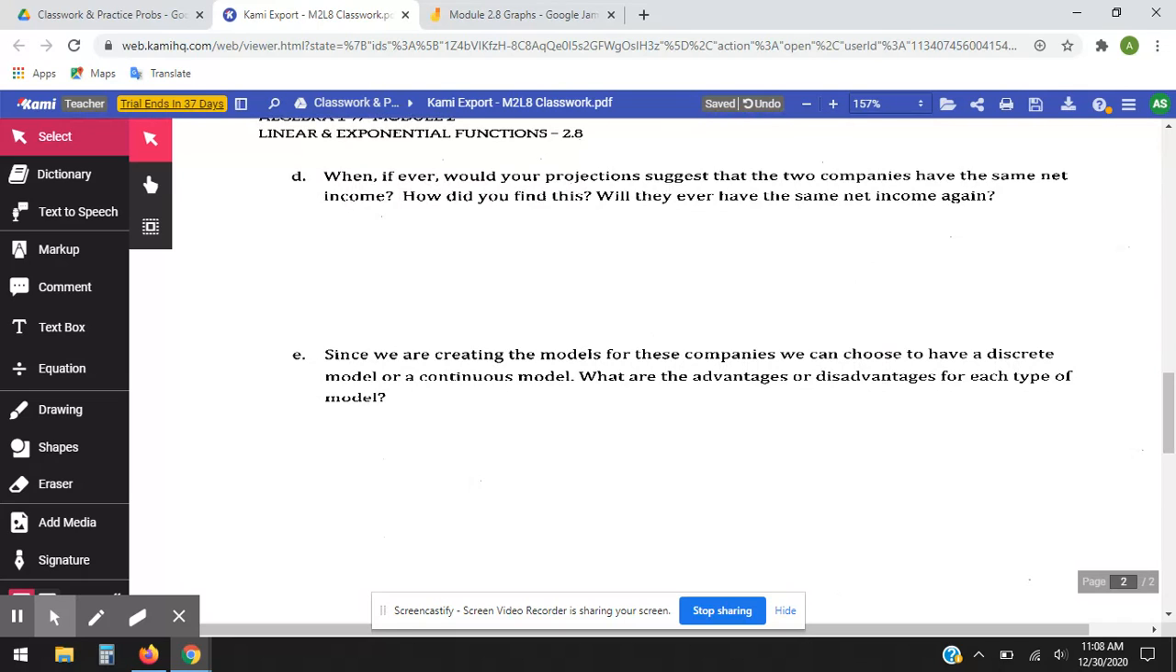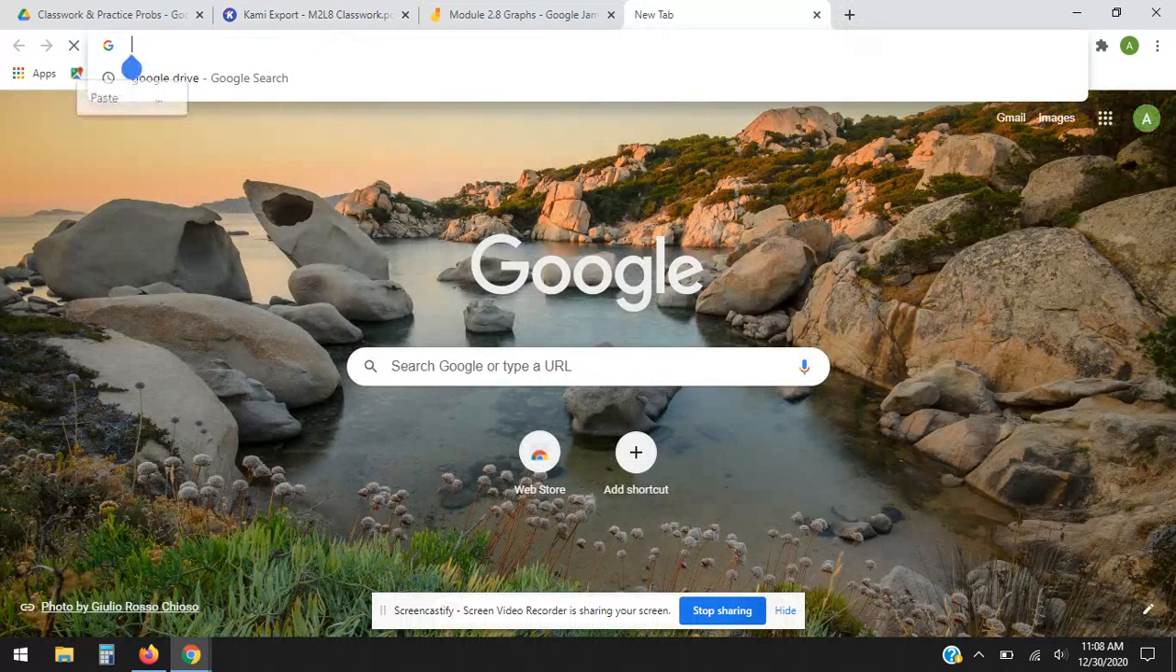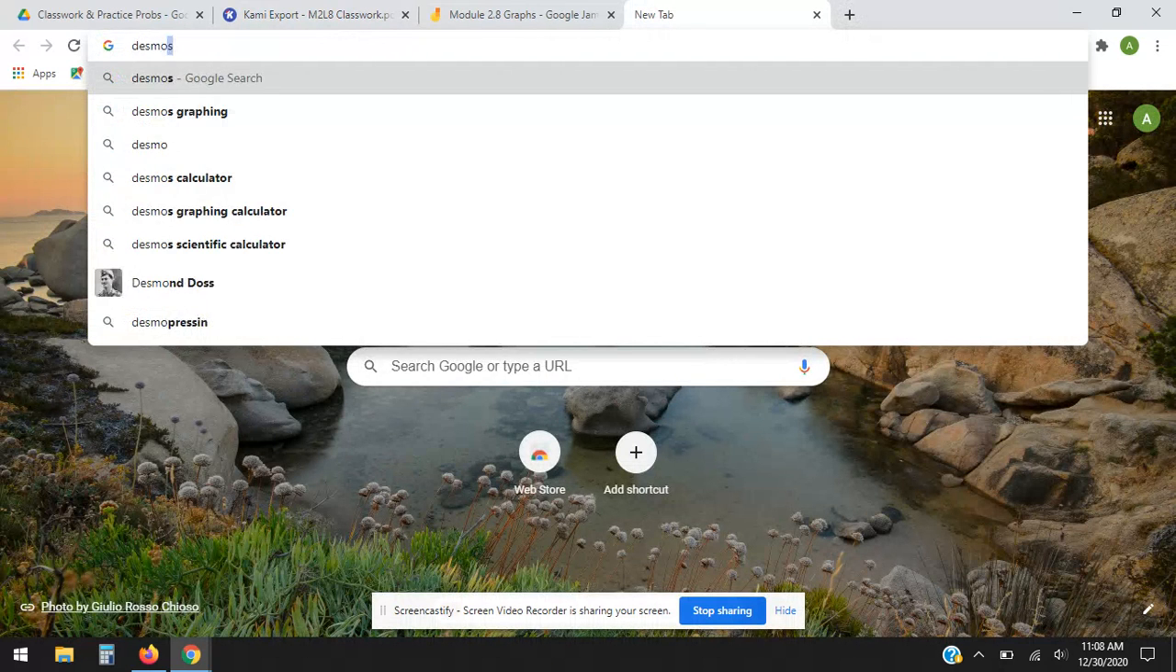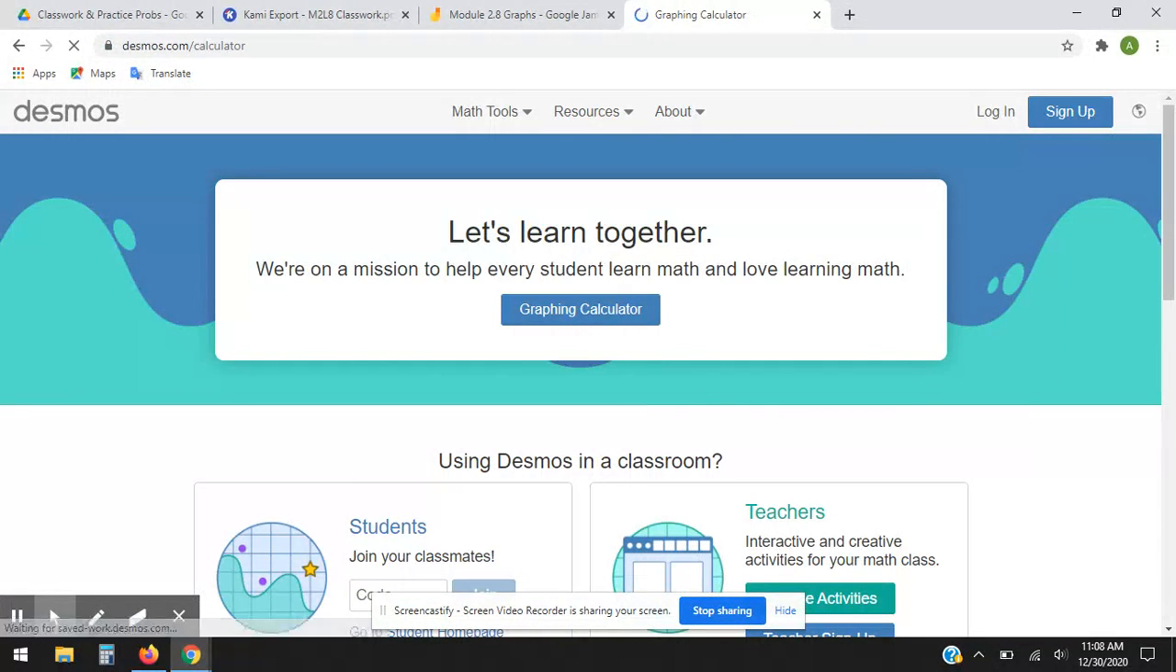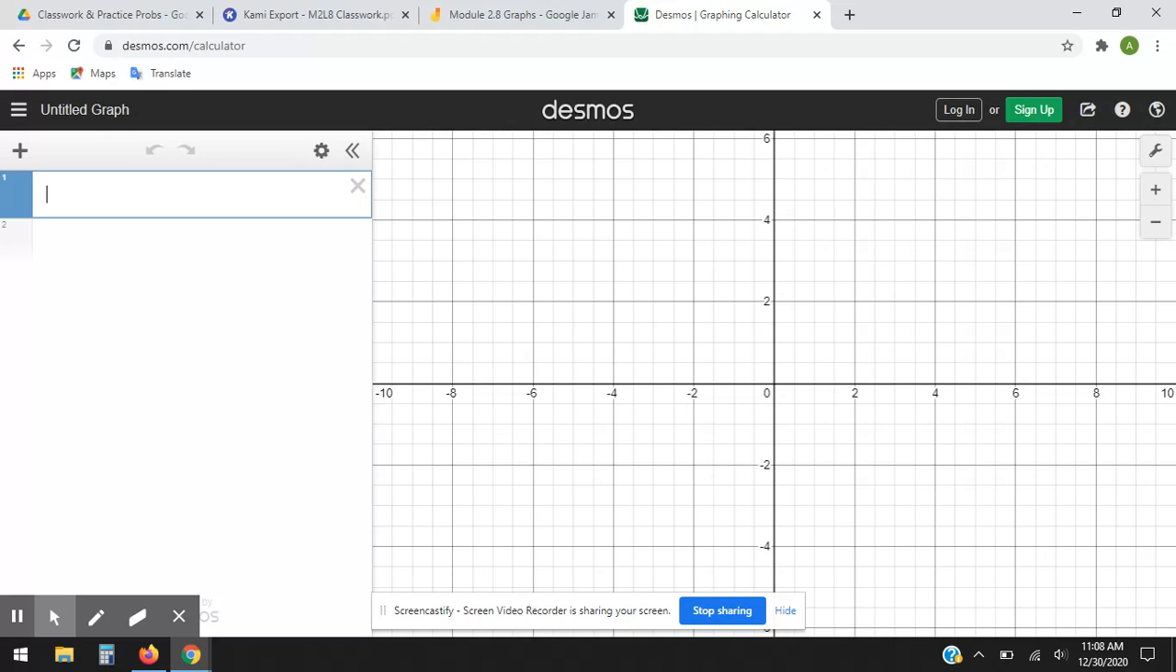D. When, if ever, would your projections suggest the two companies have the same net income? How did you find this? And then will they ever have it again? So if we were to keep graphing these, and you can actually do this on Desmos, let's just go ahead and do that. And let's put these on the graphing calculator.